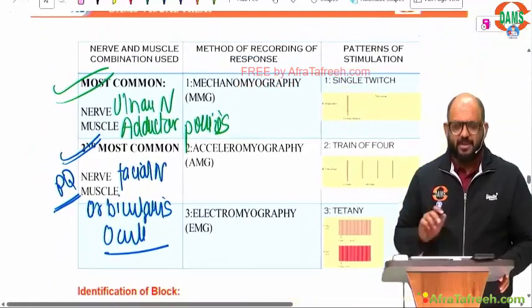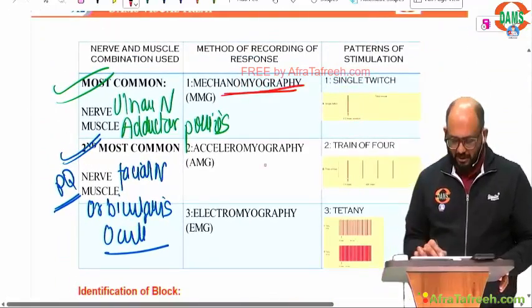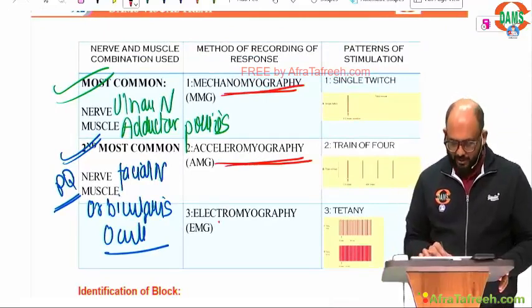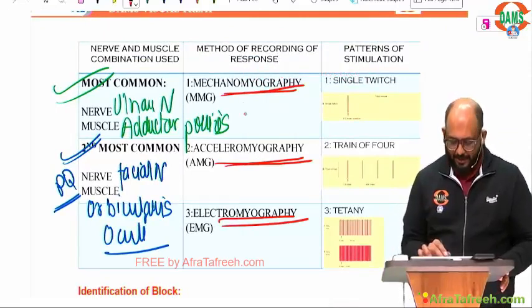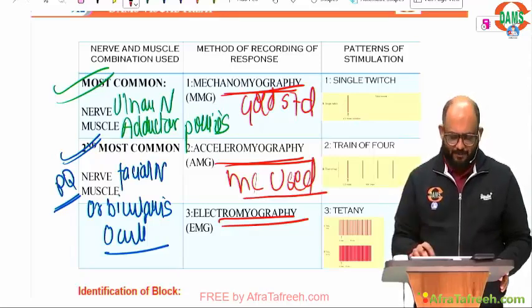Then 3 methods of recording of response: mechanomyography MMG, acceleromyography AMG, electromyography EMG. Mechanomyography is considered the gold standard. Acceleromyography is most commonly used. Fact-based questions, can't really help.